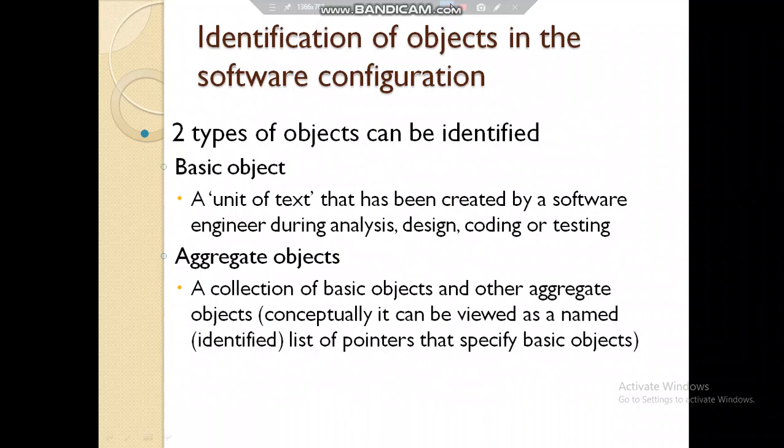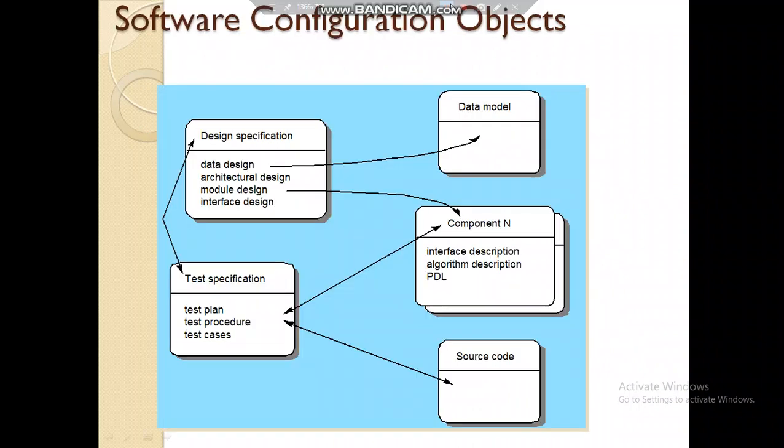Identification: how we can identify the objects in the software configuration. There are two types of objects that can be specified. One is the basic object, the next is the aggregate object. Software configuration objects: the first one is the design specification. In that, we are going to see data design, architectural design, module design, and interface design. And the test specification, where we have to plan the test, procedure, and cases.